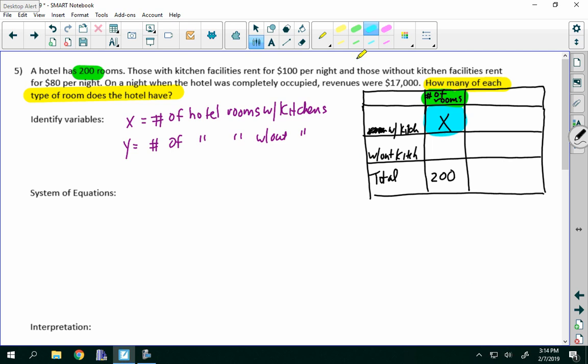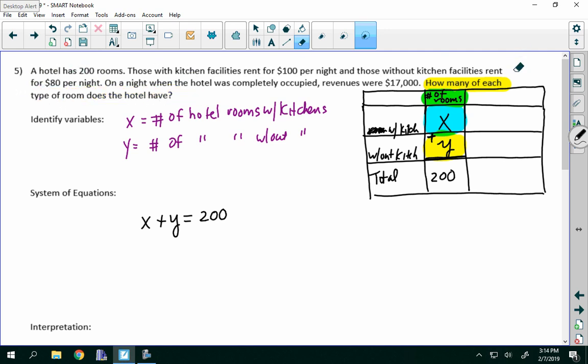Now this next cell is the number of rooms without kitchens, and we can decide to call that Y. And notice if you add these two numbers, you get your total number of rooms, 200. So in fact, that's how we can write our very first equation, because we know the total number of rooms. Okay. Next, you want to deal with this idea of revenue.